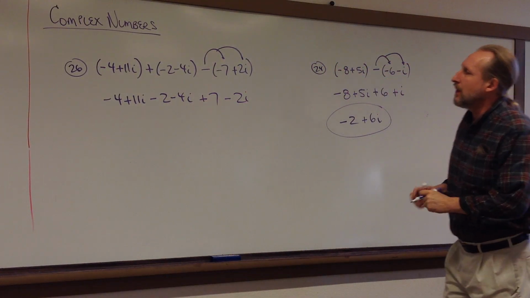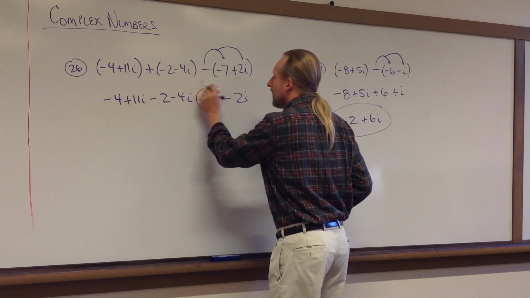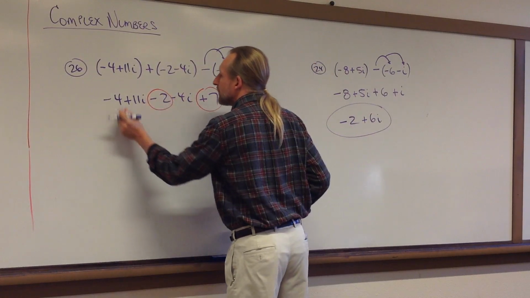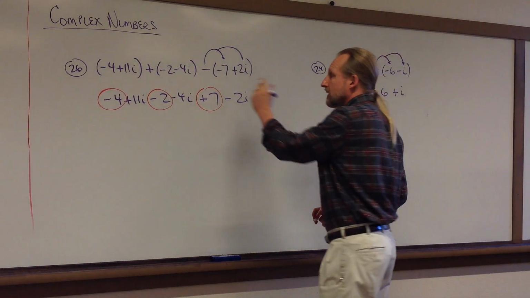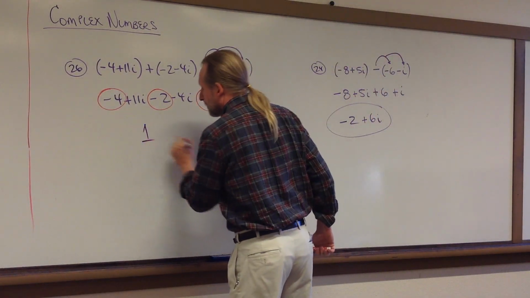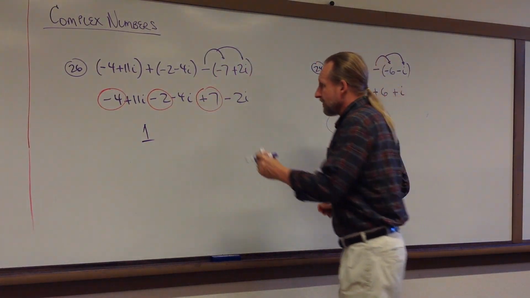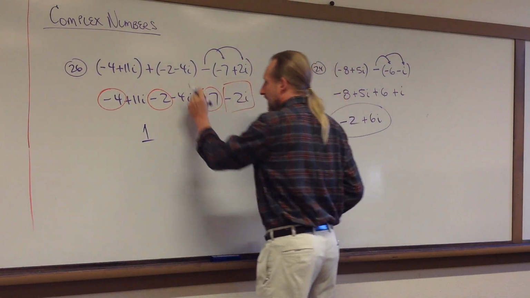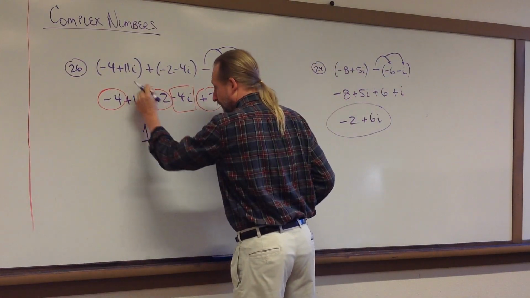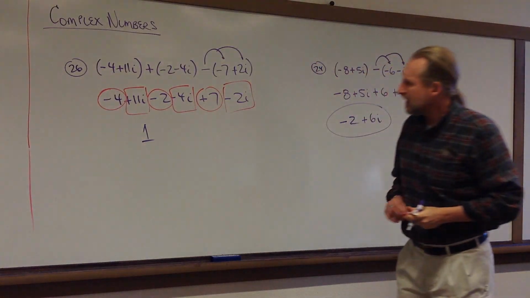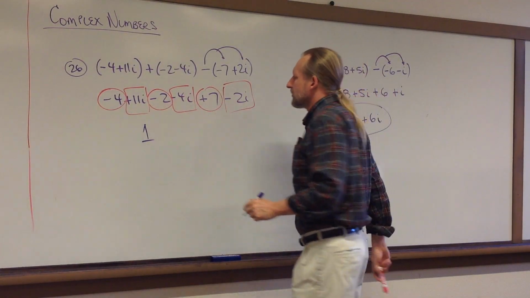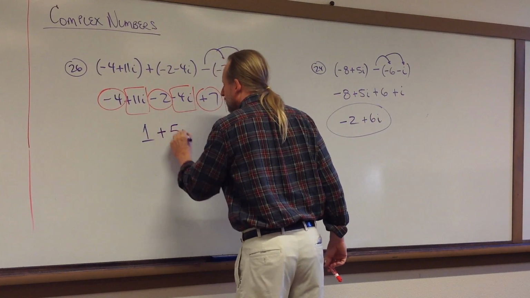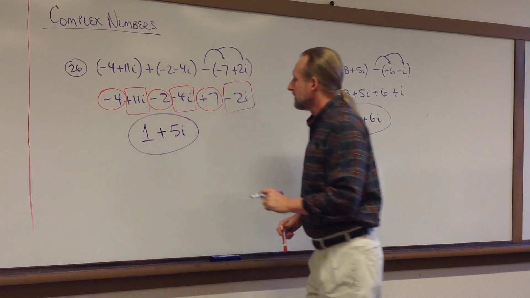And now we want to combine our like terms. So we've got our real numbers here. Negative 4, negative 2, and positive 7. That should make positive 1. And then we've got our complex parts. Negative 2i, negative 4i, positive 11i. And let's see, this will be 7i minus 2i, so positive 5i.